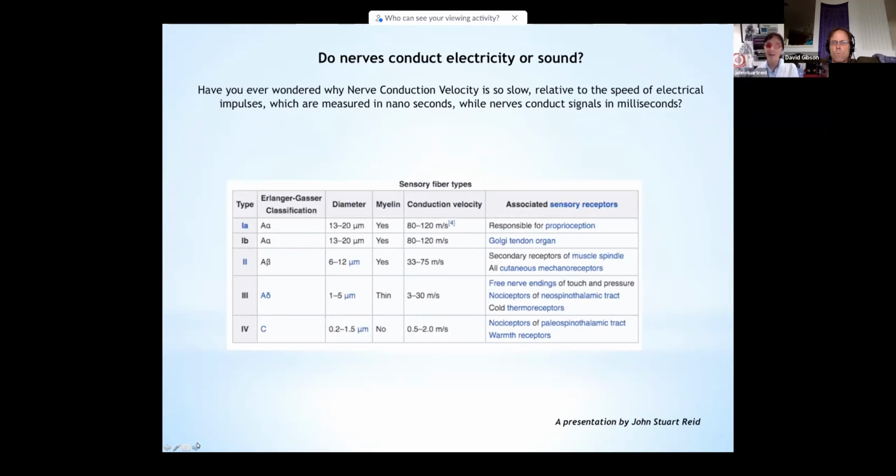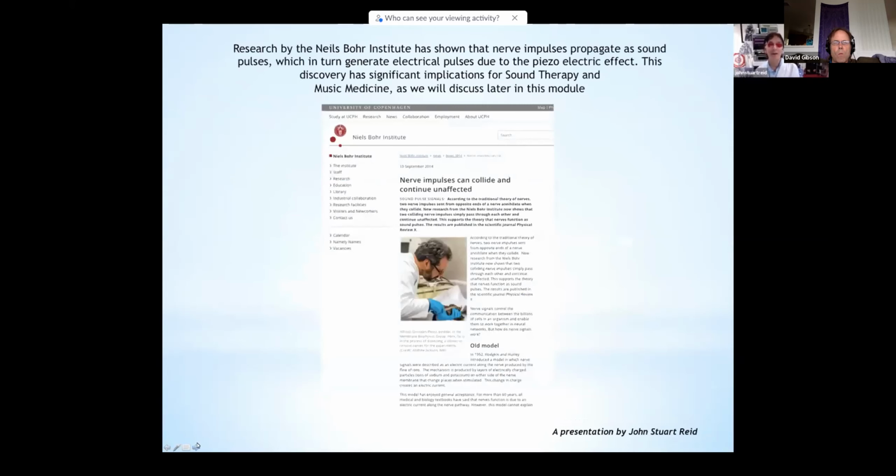Where the electricity comes in is because there's a piezoelectric effect in the nerves, and it's this piezoelectric effect that creates the electricity that then goes to the brain and obviously is interpreted in the brain. But the nerves actually conduct sound, and this obviously has huge implications for sound therapy. And here is one of the papers on this subject, which you could look up, if you really want to go into some depth on this subject. But essentially, this discovery does have significant implications for sound therapy and music medicine.